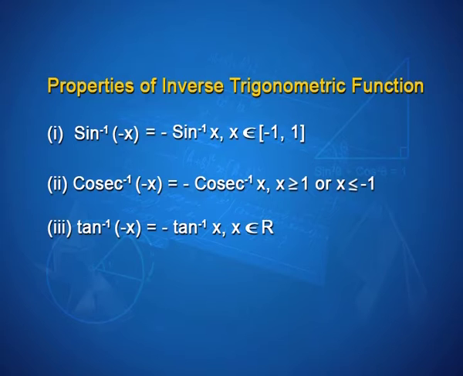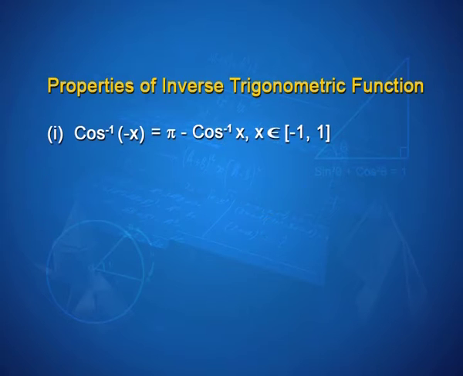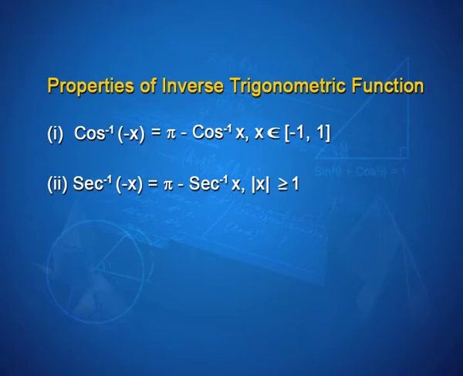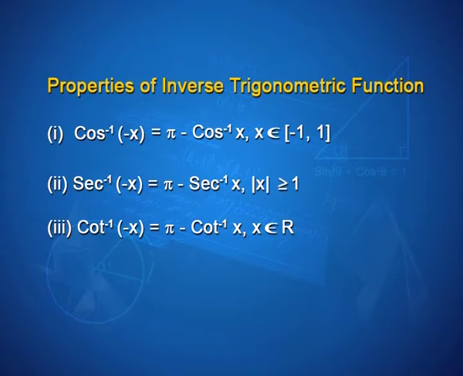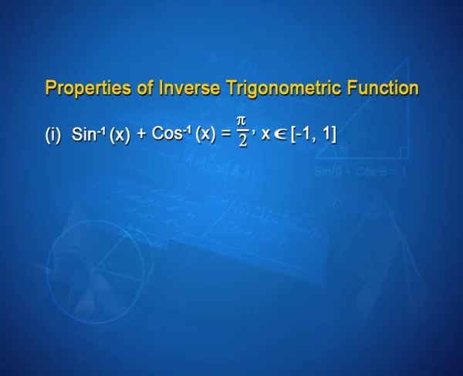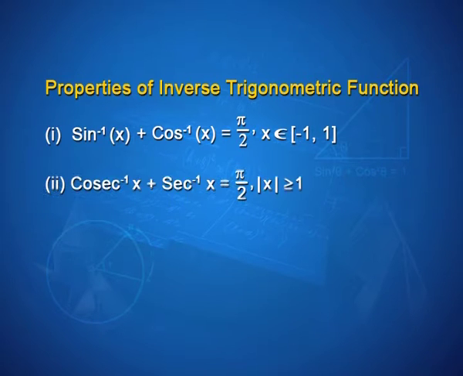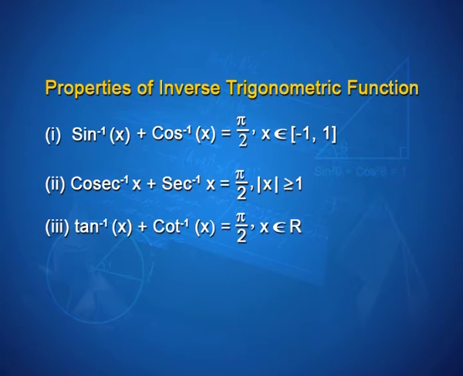Third property, cos inverse of negative x is pi minus cos inverse x, sec inverse of minus x is pi minus sec inverse x, cot inverse of minus x is pi minus cot inverse x. The fourth one comes again very handy: sin inverse x plus cos inverse x is pi by 2, cosec inverse x plus sec inverse x is also pi by 2, tan inverse x plus cot inverse x is pi by 2.